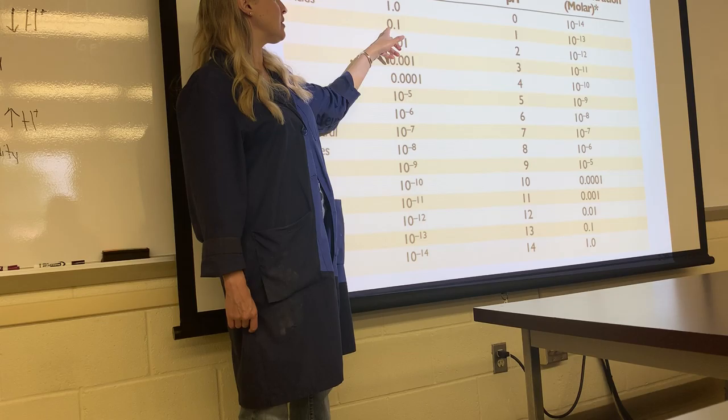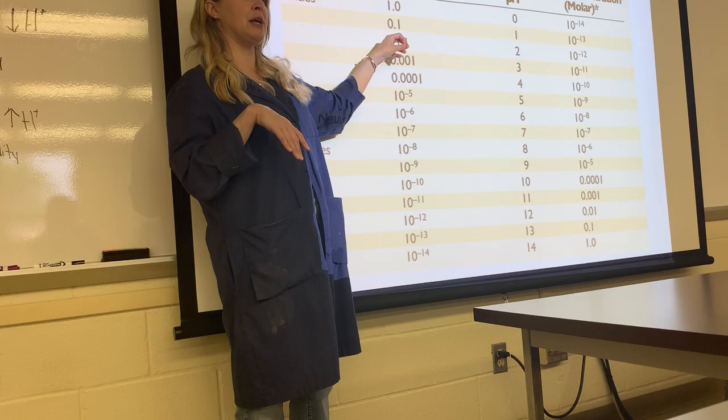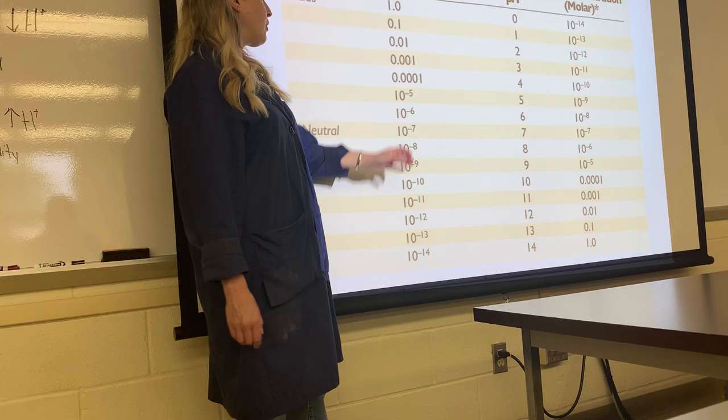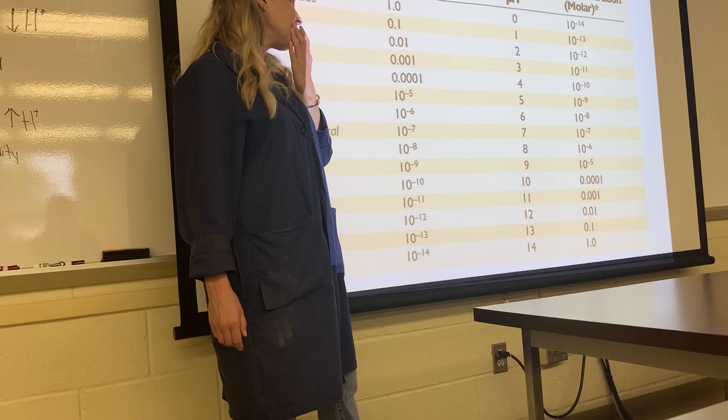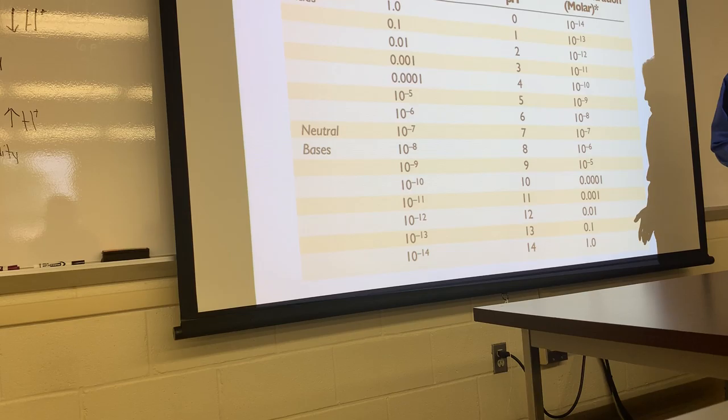So at pH of 1, we actually have 10 to the minus 1 molar concentration of hydrogen. The negative exponent tells us how many spaces to the right of the decimal we go. So 10 to the negative 1 means that our 1 is 1 space to the right of the decimal. So pH of 2, it's 10 to the negative 2 molar concentration. pH of 3, 10 to the negative 3, and so forth and so on.